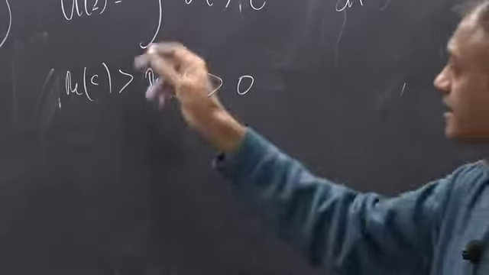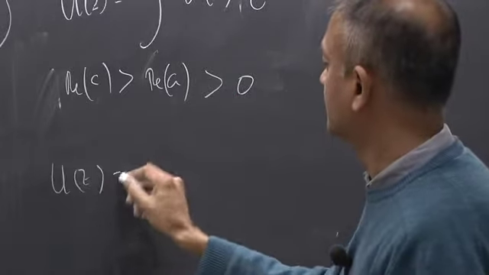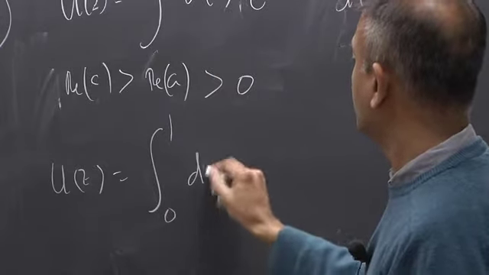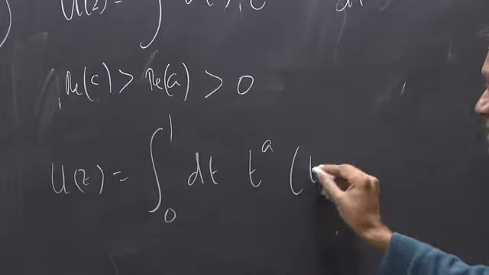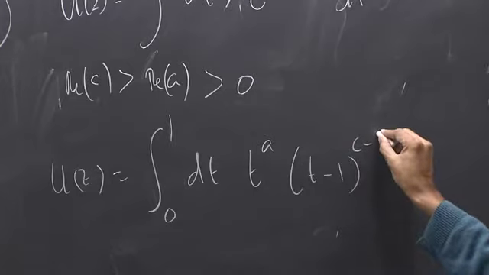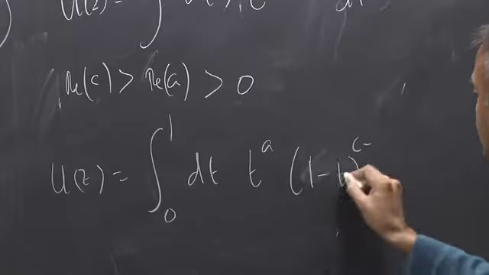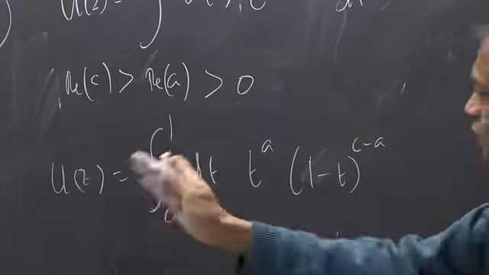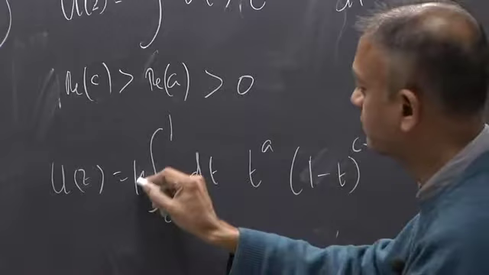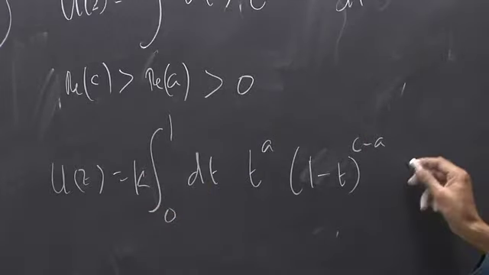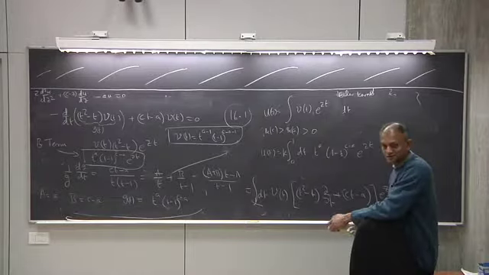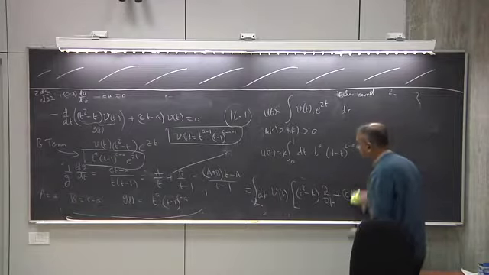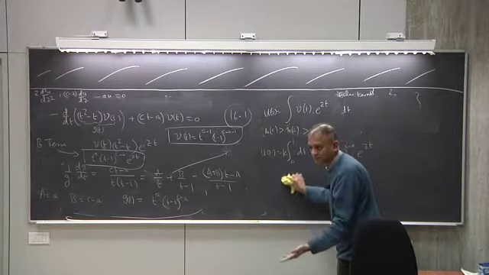In that case, I can choose u of z simply as the integral from 0 to 1 of dt, and then we have t to the a and 1 minus t to the c minus a. That doesn't matter; up to an overall factor, you can multiply by any overall factor, right? Some k times e to the zt. Okay, so that's the solution. That is one solution. There should be two solutions here, but this is one solution.